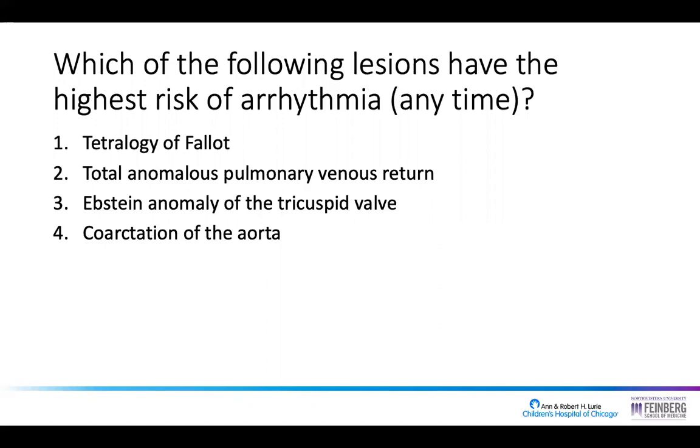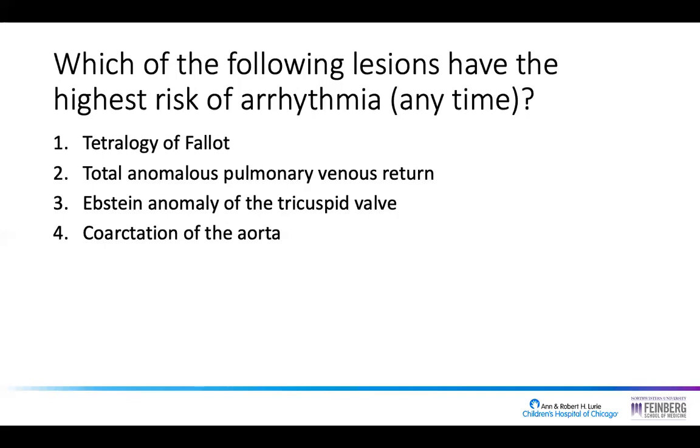The point about tetralogy of Fallot that I would make again and have made a couple of times is that's where we have the most data. But it's important to recognize that even though most of our data is in tetralogy of Fallot, it does not mean that it's the most severe lesion of the lesions we deal with. And Epstein anomaly of the tricuspid valve, especially severe Epstein's that ends up with a major repair or single ventricle physiology, is a particularly high risk lesion.